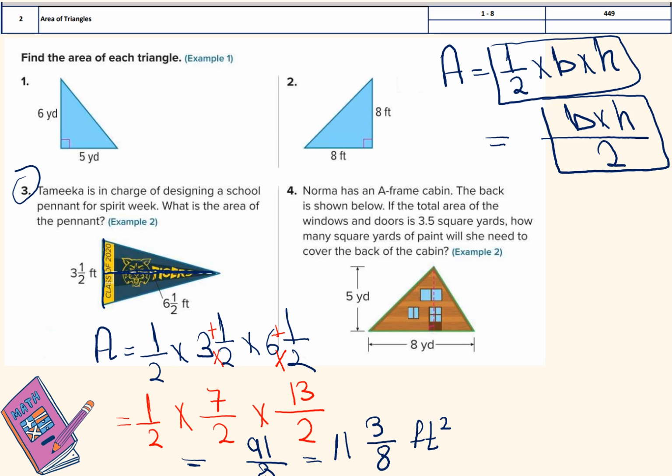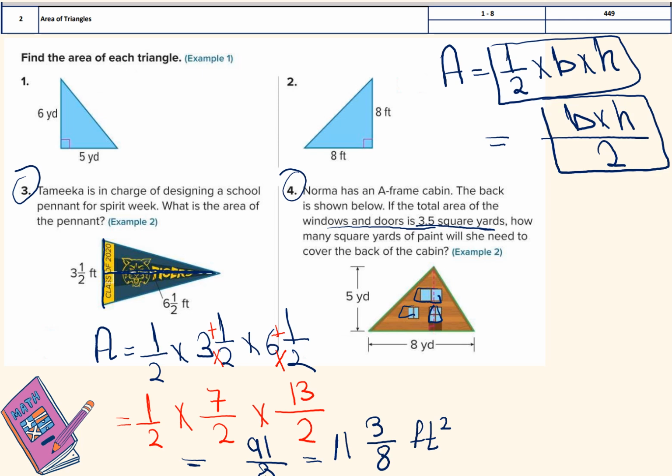Now let's try to solve question number 4. Norma has a frame cabin. The back is shown below. If the total area of the windows and the doors is 3.5 square yards, how many square yards of paint will she need to cover the back of the cabin?